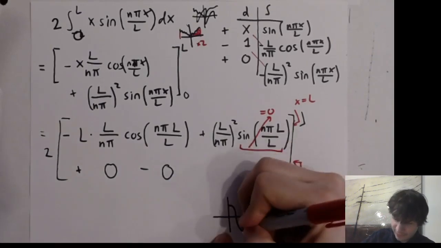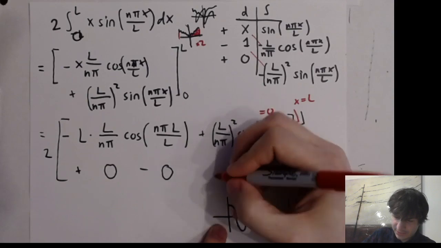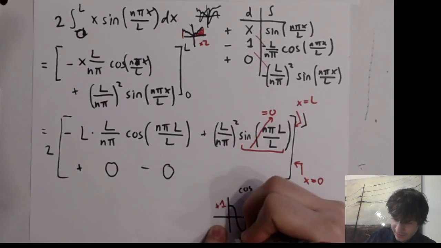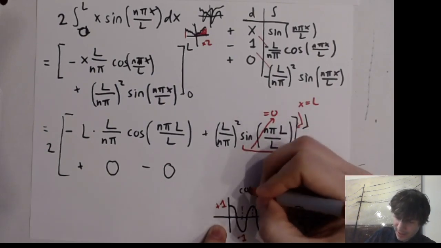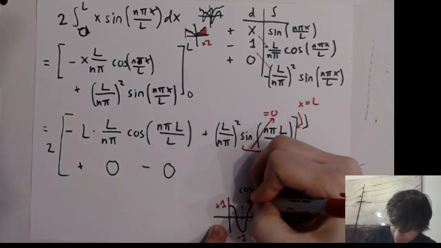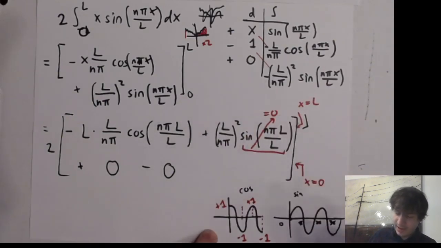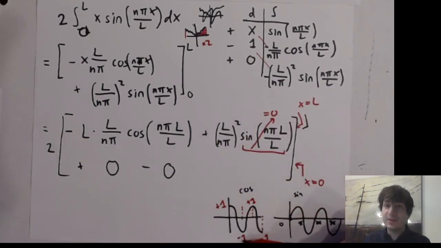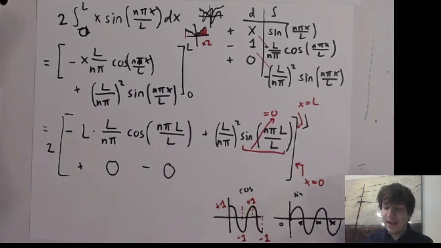So if we look at the graph of cosine down here, it's plus 1 at x equals 0. And then at x equals pi, it's minus 1. And at x equals 2 pi, it's plus 1. And then here at 3 pi, it's minus 1. So at integer multiples of pi, at n pi, it's either plus 1 or minus 1, and it depends if n is even or odd.